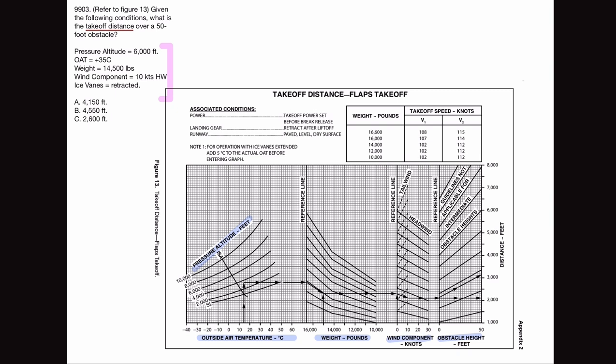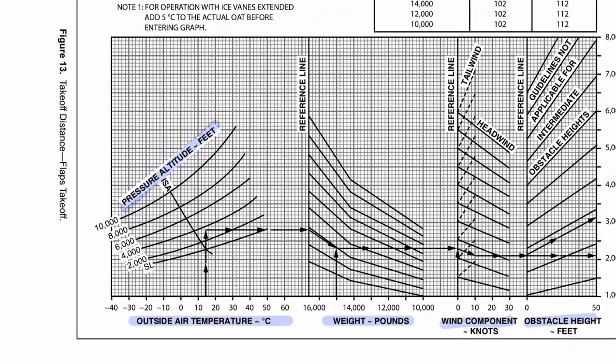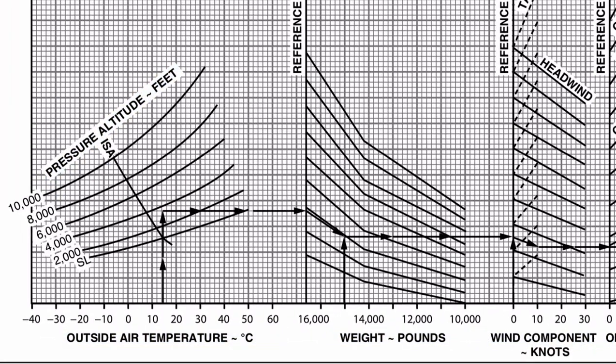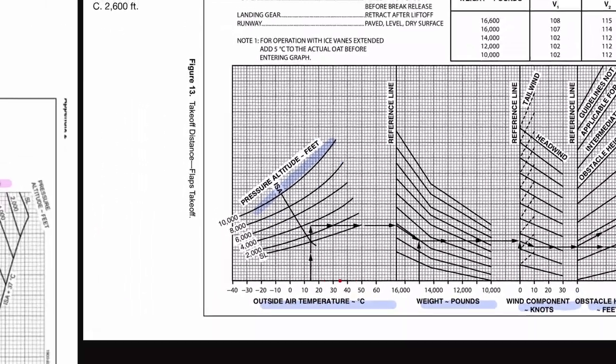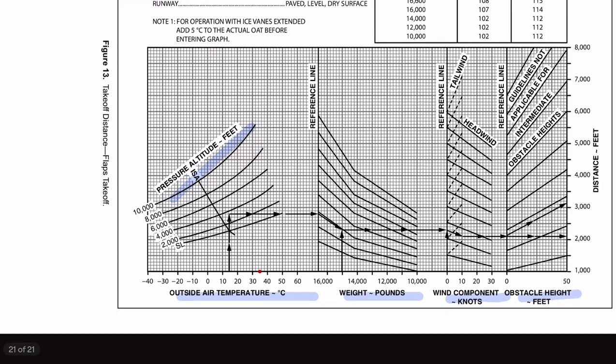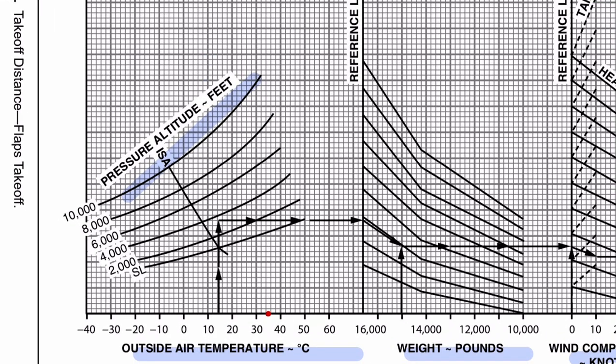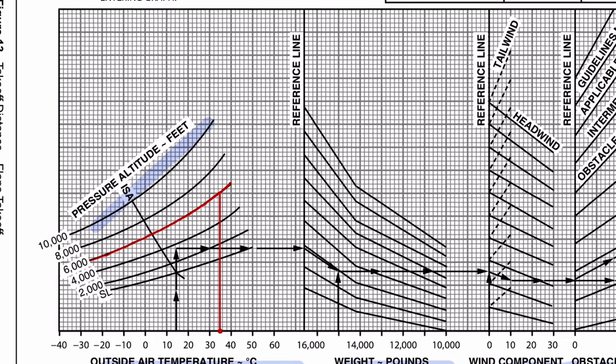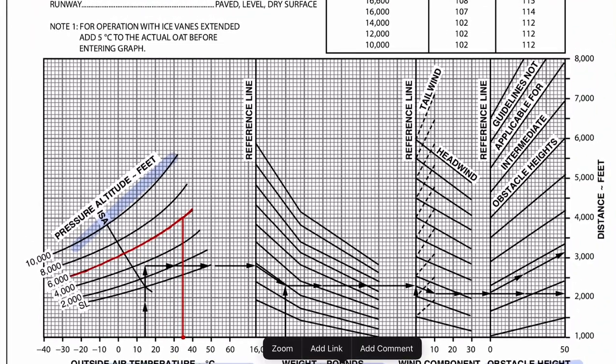So we're going to start by entering the chart at 35 degrees Celsius. So let's come in here and make a little mark at 35 degrees Celsius right here. And we're going to take that up to the pressure altitude, which is 6,000 feet. So we're just going to take that up to the 6,000 feet line, which is like that. So let's just make a straight line up to meet that pressure altitude. And then we're going to draw that over to the reference line.